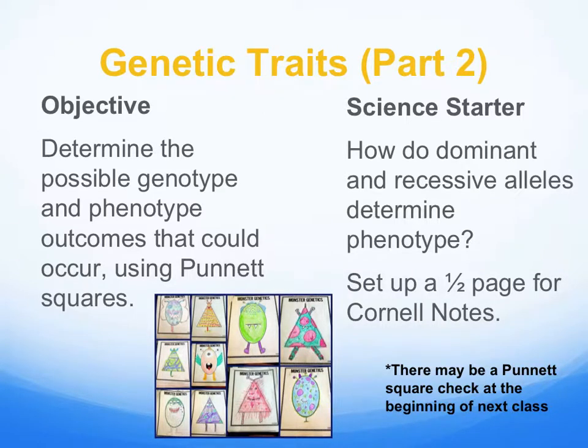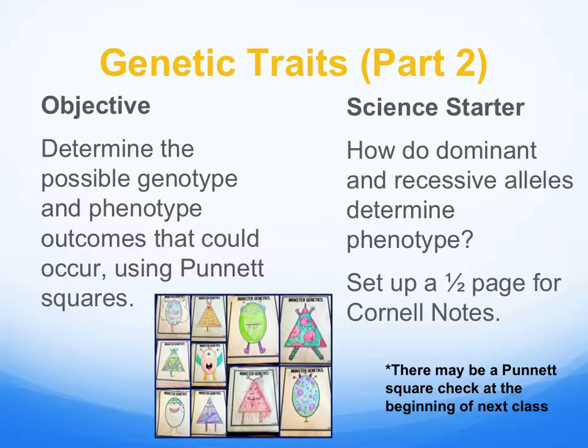Hello, in today's lesson we are looking at genetic traits part 2. What you're going to be doing is determining the possible phenotype and genotype outcomes that could occur using Punnett squares. So last class we started looking at Punnett squares and how we can predict what the offspring might end up with depending on the parent's genotype. So remember, the genotype is the letters that we use to represent what is in the genes.